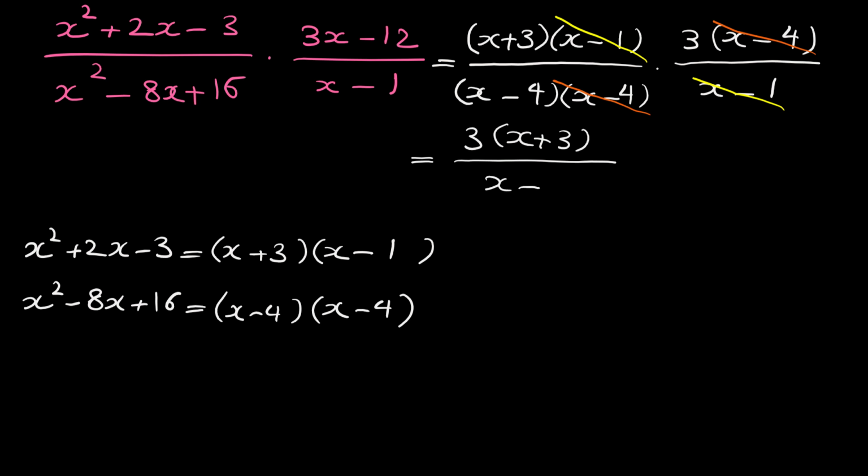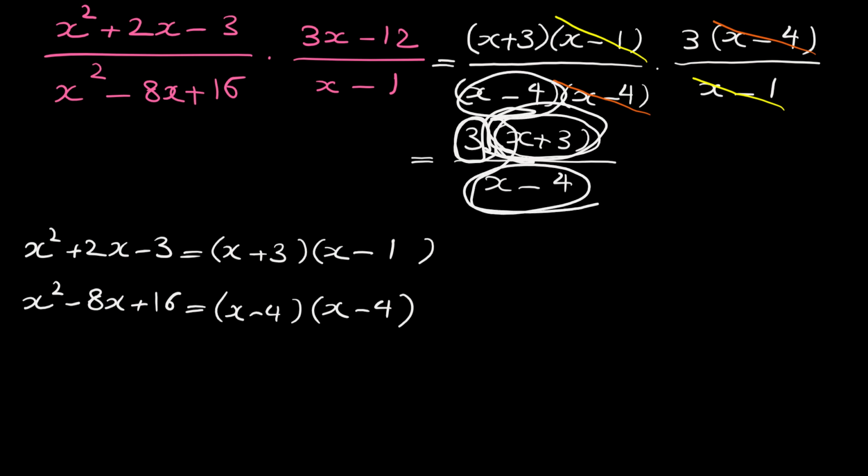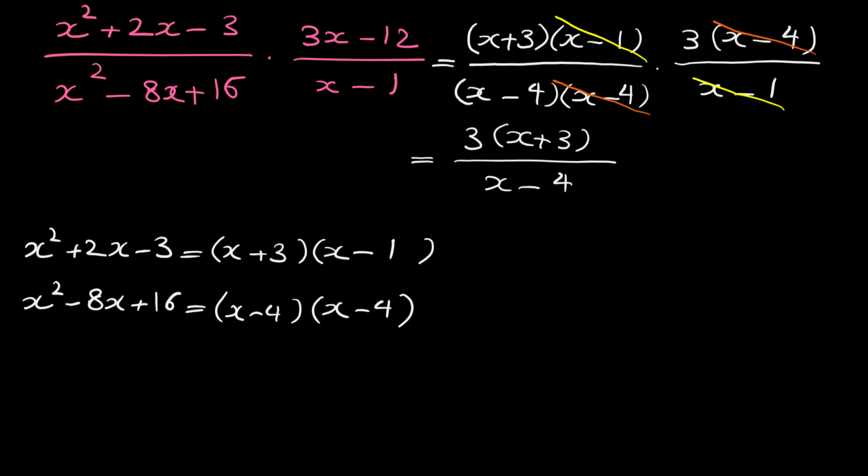And attention, for x minus 4, there is no reason to put a bracket for this. For numerator, we have to put a bracket for this because we want to multiply all of this by 3. But in denominator, we have just x minus 4. And because it's the only factor of the denominator, you don't need to put any bracket for x minus 4 in the denominator. And this is the answer of this question.